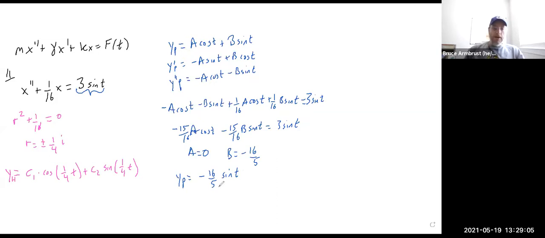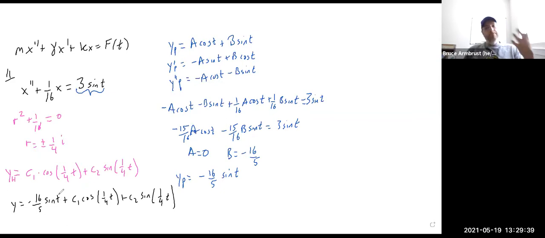All right, so cool. We got our homogeneous and we got our particular, which means we just put those together. And we get y is equal to minus 16, no, not 15ths, 16/5 sine of t plus c1 cosine of 1/4 t plus c2 sine of 1/4 t. So there's the general solution to this.